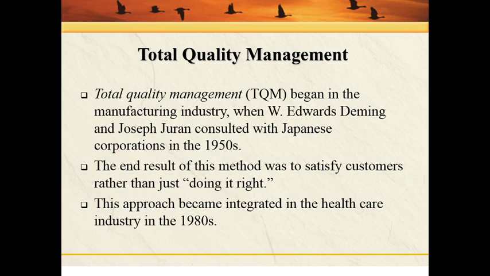There is a concept called total quality management. That began especially in the manufacturing industry, where W. Edwards Deming and Joseph Juran were the pioneers. They consulted with Japanese corporations in the 1950s, and they are the ones who came up with this TQM model, or what we call the total quality management model. The end result of this method was to satisfy customers rather than just doing it right.